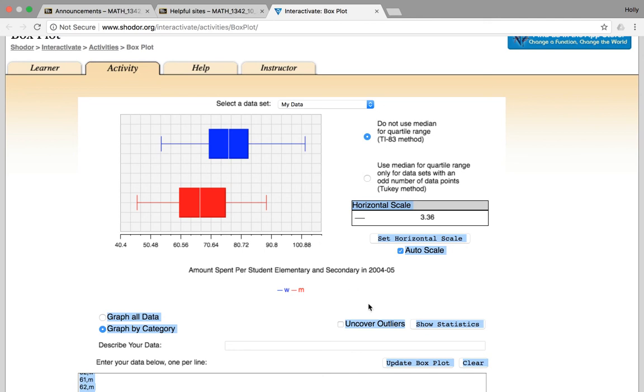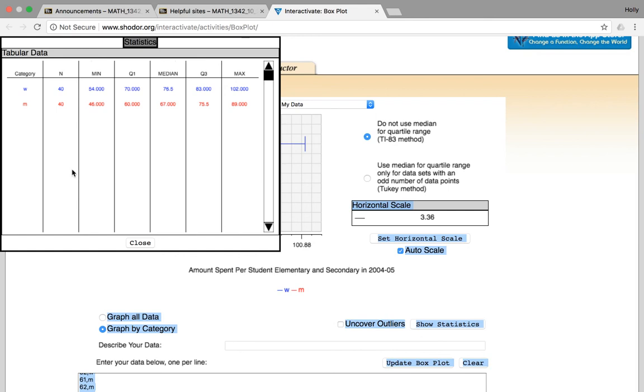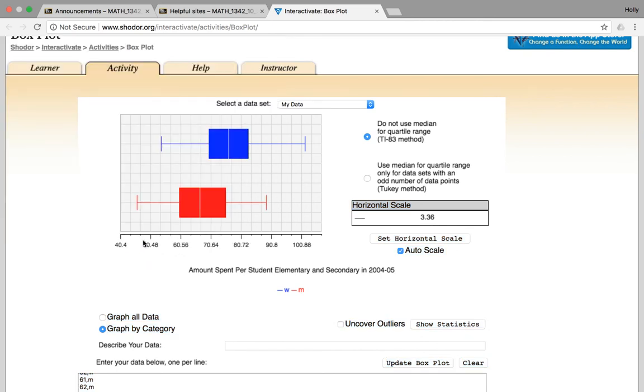Now, you can show the statistics if you click show statistics here, and it gives you the 5-number summary right here. The number of data points, which is 40, minimum, Q1, median, Q3, and max. I think that this is going to help you as you do your homework for 3-3. And if you have any questions, please bring them to me.